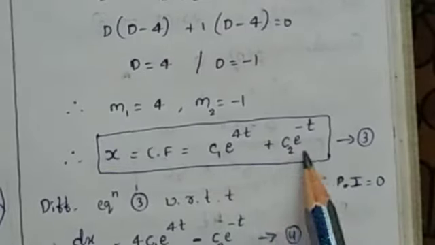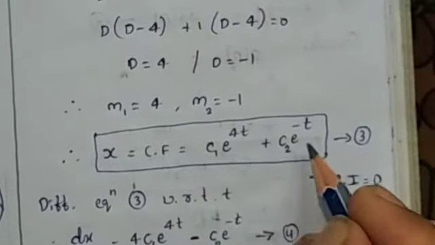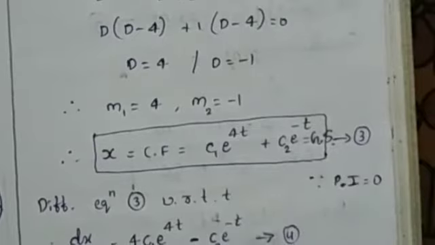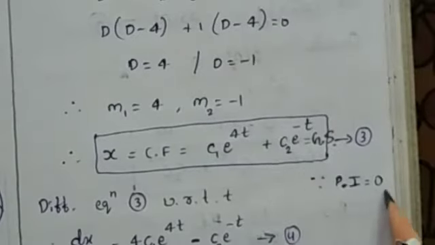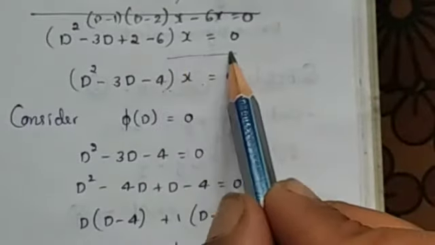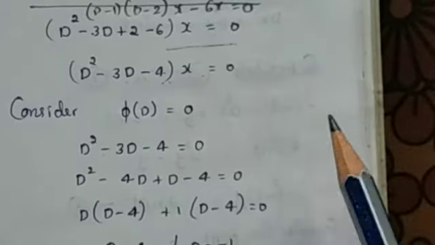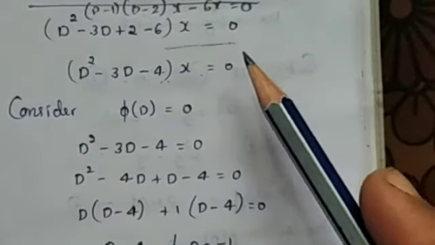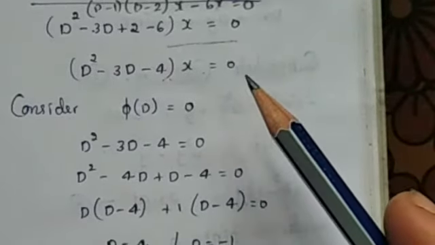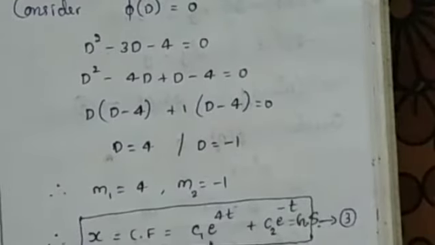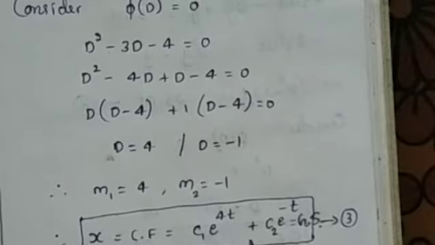It is also the general solution, because in this case the particular integral is 0, since it is a homogeneous linear differential equation. In homogeneous linear differential equations, the particular integral should be 0. So you get the x value: x equal to c1 e to the power 4t plus c2 e to the power minus t.